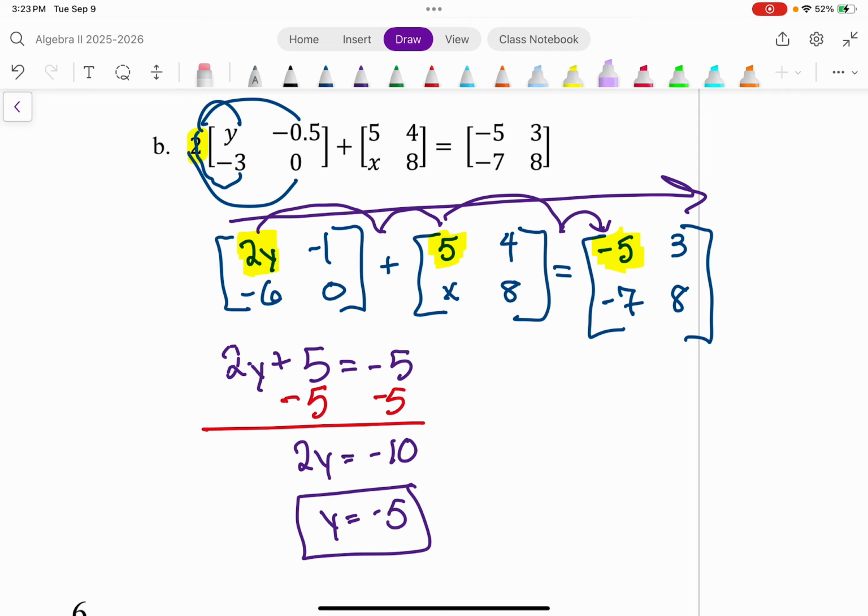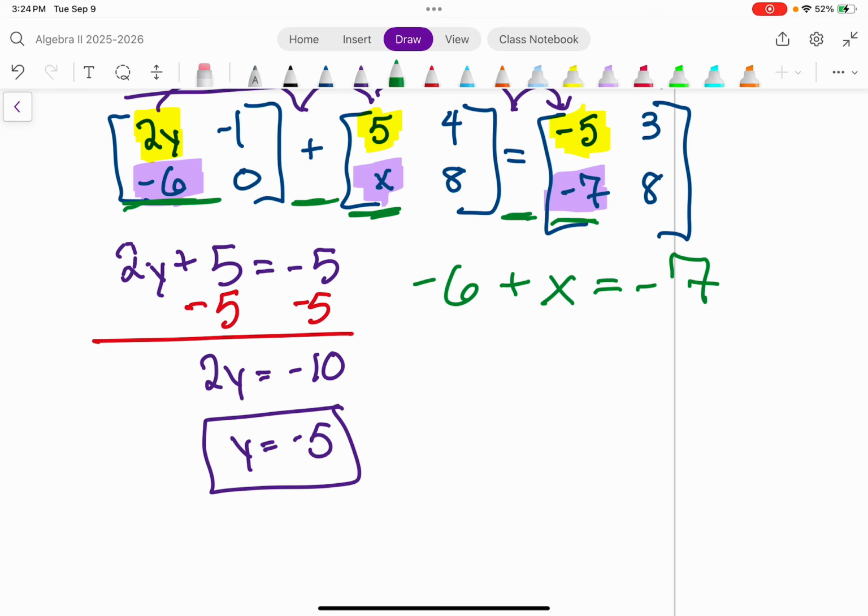Now if we look, x is in row 2, column 1. So we're going to look at all of the entries in row 2, column 1 of all of our matrices. Then we're able to set up an equation. So we'll start on the left side, -6, put our plus sign, x, our equal sign, and then -7. Now we have an equation that we can solve for x. We want to get rid of this 6, so we can add 6 on both sides, and that will give us x equals -1.